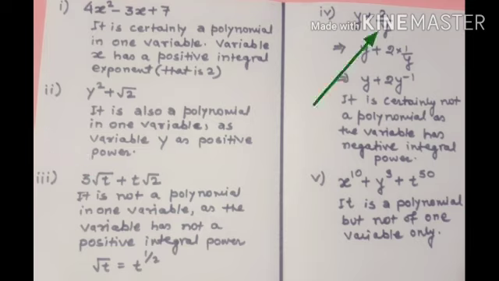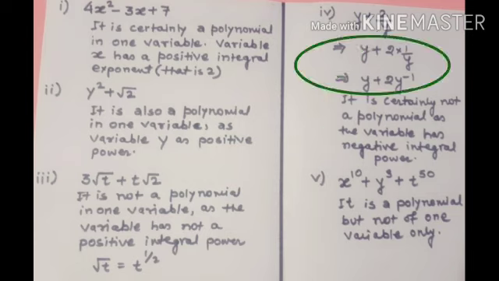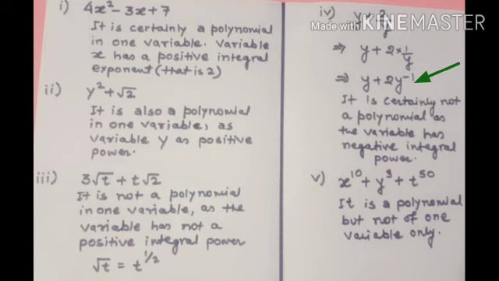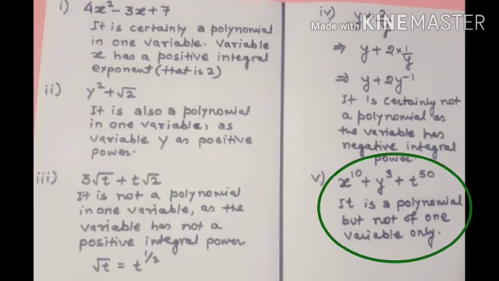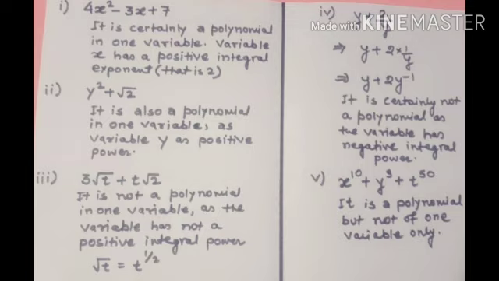Next we have y plus 2 divided by y, and it can be written as y plus 2 into y to the power minus 1. Now we can see on the screen that the variable y has a negative integral power, so it is not a polynomial. In number 5 we have x to the power 10 plus y cube plus t to the power 50. Here we can see that it is a polynomial of more than one variable, but the question is asking for a polynomial in one variable. So it is a polynomial but not of a single variable.